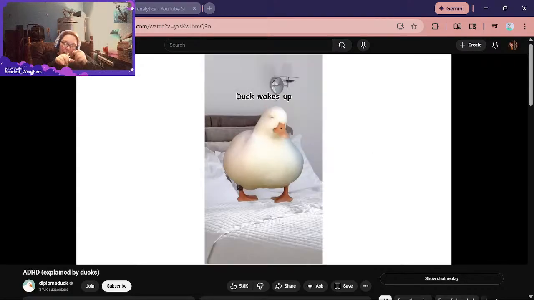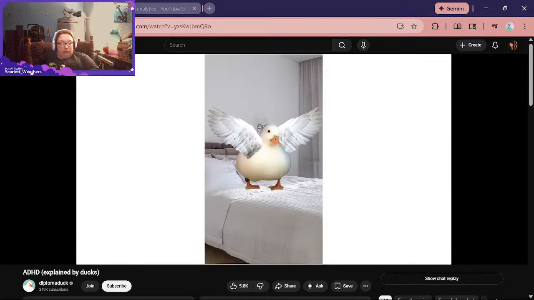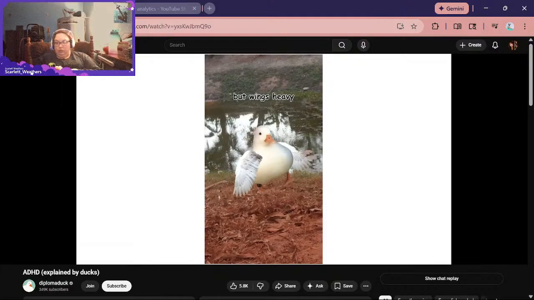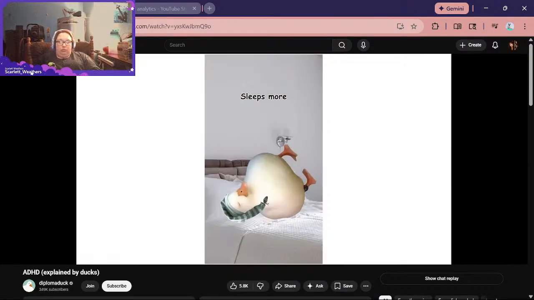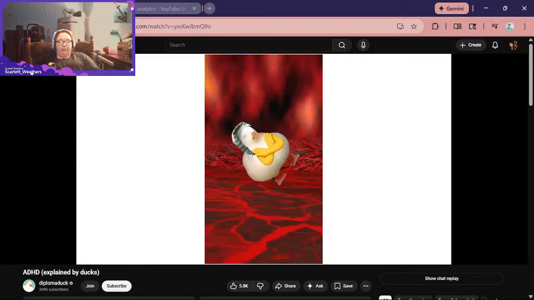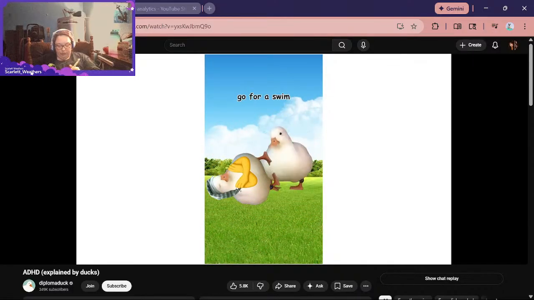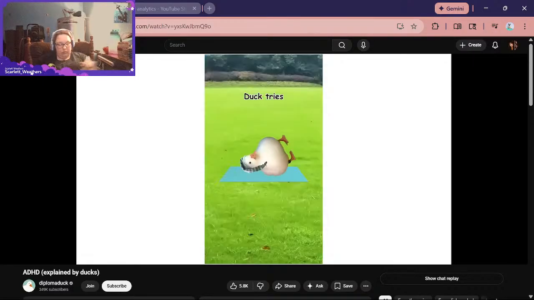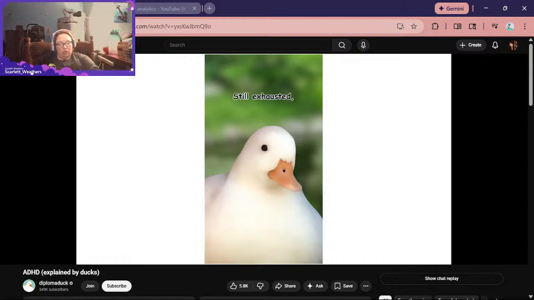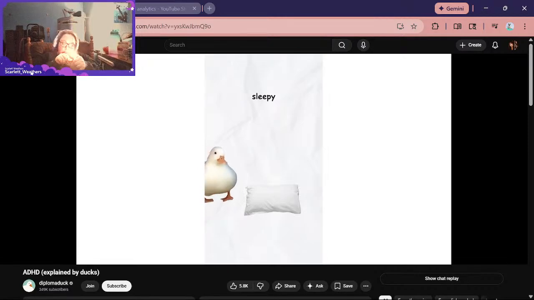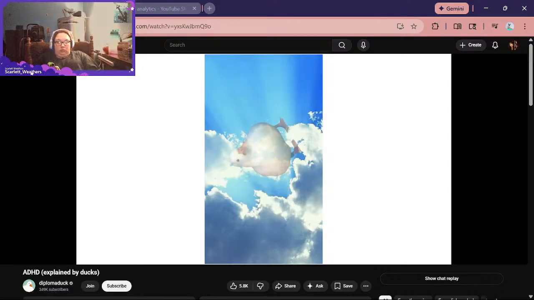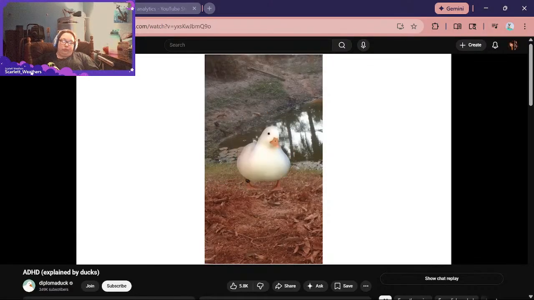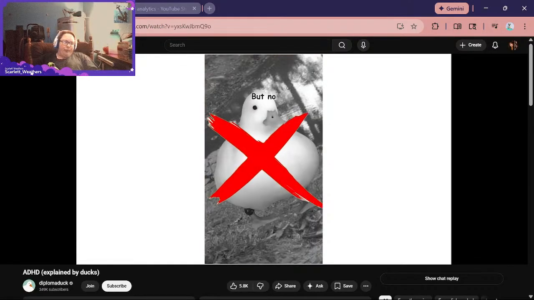Chronic fatigue. Duck wakes up, still tired, eyes open, but wings heavy. Duck says, maybe I just need more sleep. Sleeps more, still tired. Other ducks say go for a swim, try yoga. Duck tries everything, still exhausted. But this isn't sleepy. Tired in the bones, tired in the soul. Duck says maybe I'm lazy, maybe I'm broken, but no.